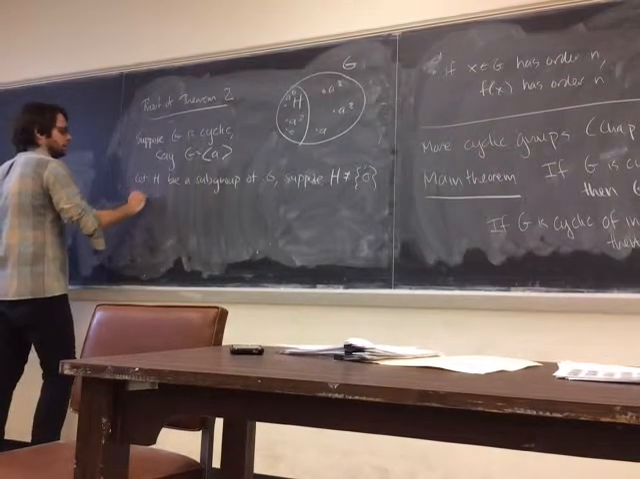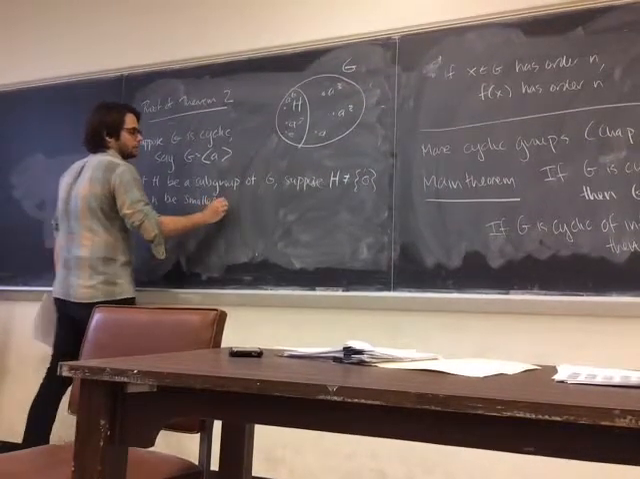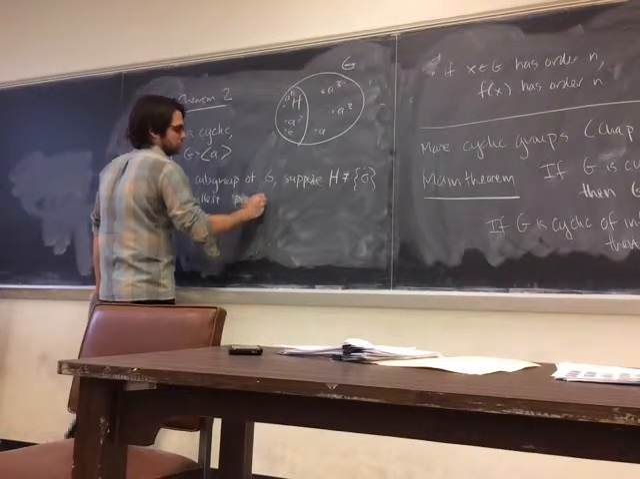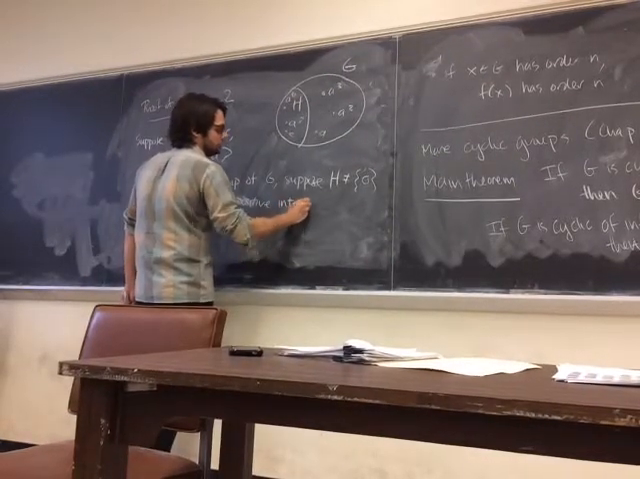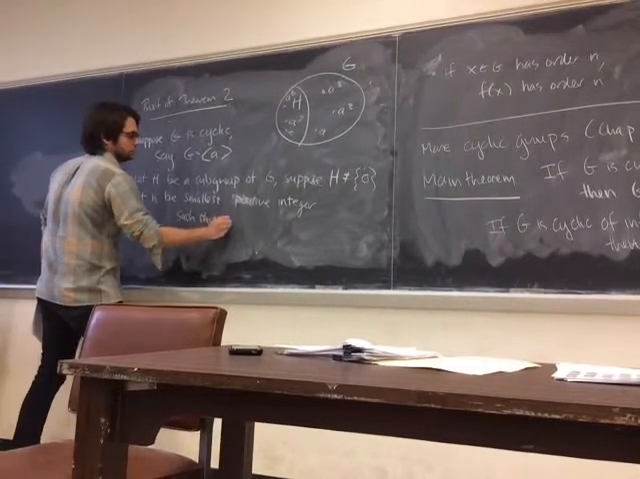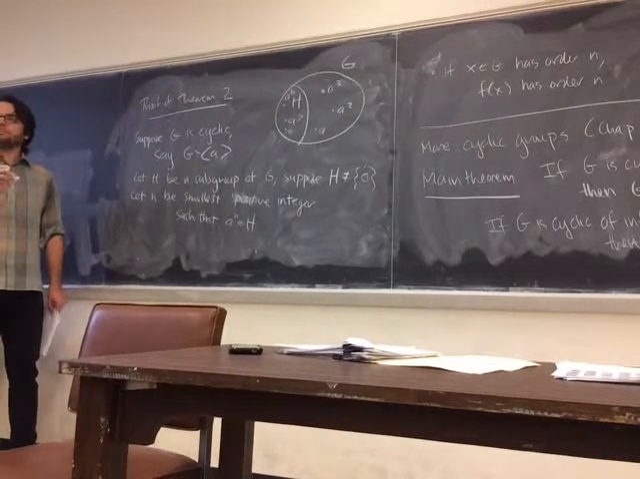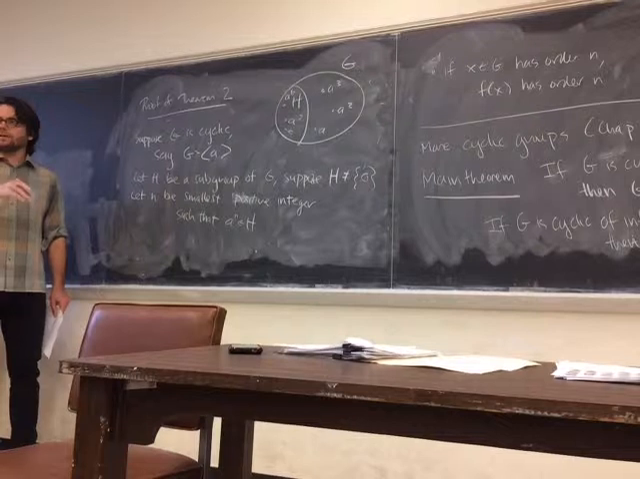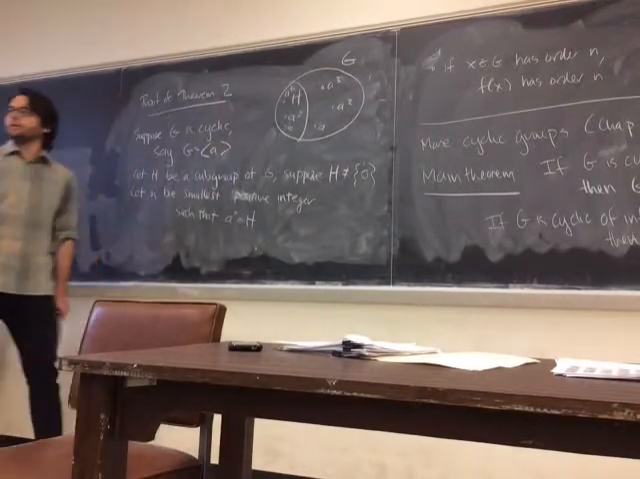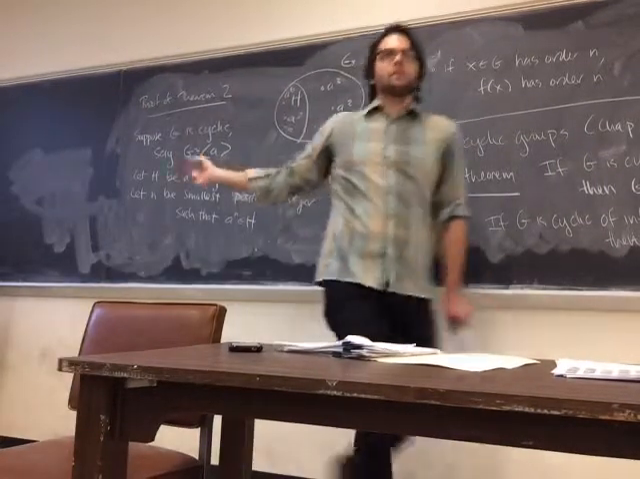So let's let N be the smallest positive integer such that A to the N is in H. There's got to be some integer such that A to that power is in there, because it's not just the 0 group. There's some power of A in there, by assumption. So I'm going to claim that that is actually the generator for H.